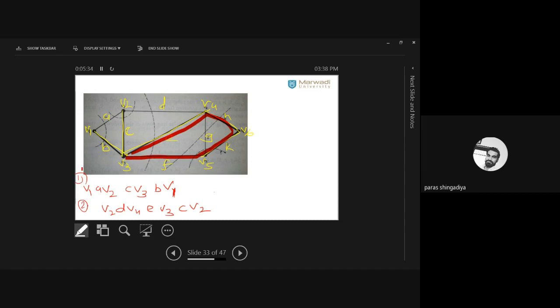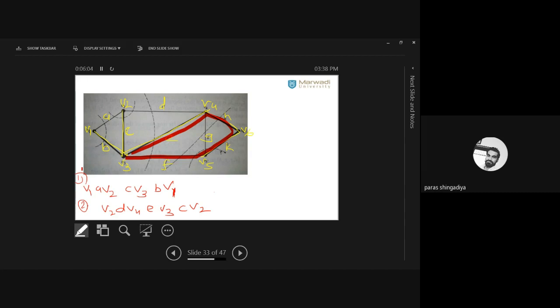Is it a closed walk? This red line goes from V3 to V3 again, so it is also a closed walk. How many edges does it include? 4 edges. Which 4 edges? E, H, K, and F, where E, H, and K are the branches and only F is the chord. Clear? F is the only chord, and the rest of the edges are branches. So it is known as a fundamental circuit.